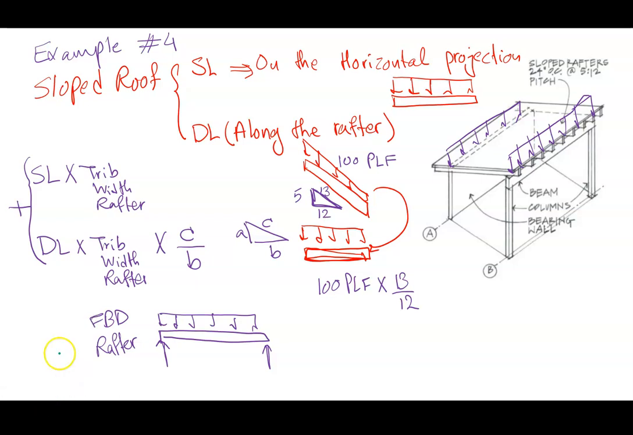Rafters are placed at 24 inches on center. So we calculated the load in pounds per 24 inches or 2 feet. And then we divided both of these numbers. So we divide this by 12 and convert this to 2 feet. And then we divided both sides by 2 to have the loads in PLF.